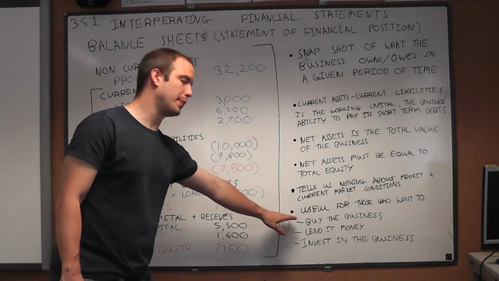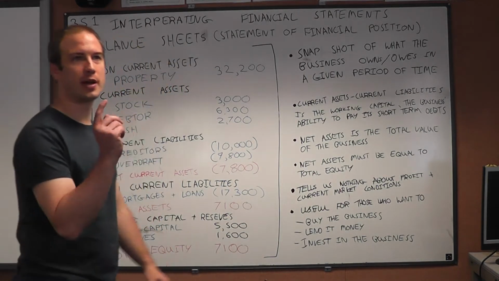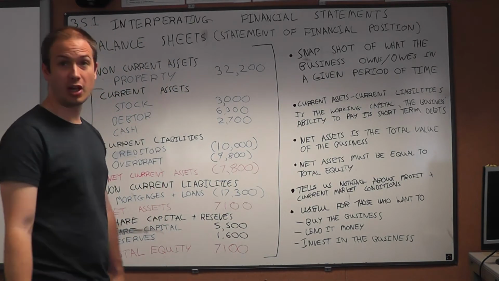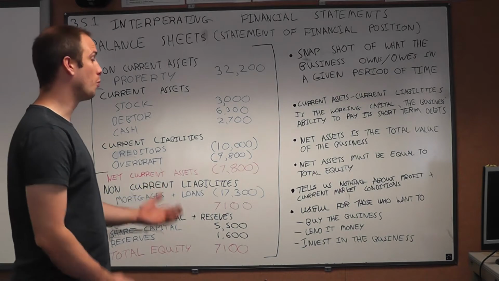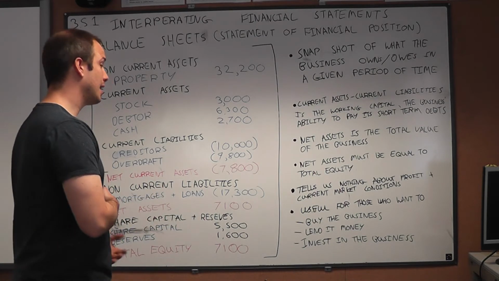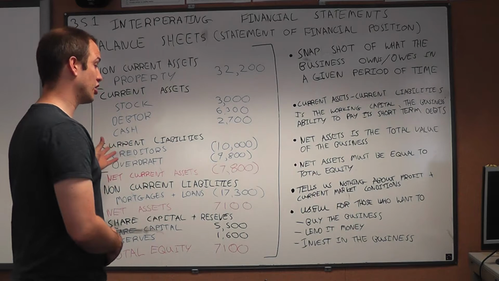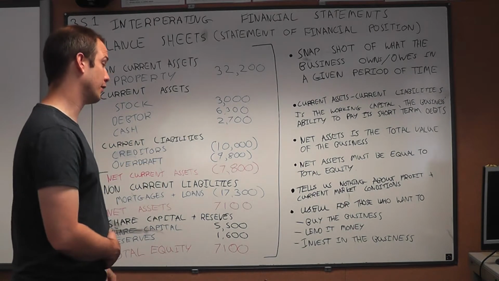If you wanted to buy the business outright, say I'm going to buy the entire supermarket, you'd want to know all of their debts and what they own and what they owe. And you could see that by looking at the balance sheet. So the balance sheet is really useful for that.